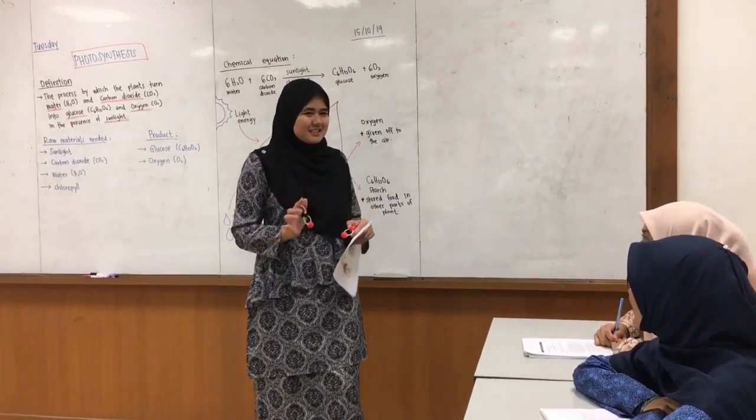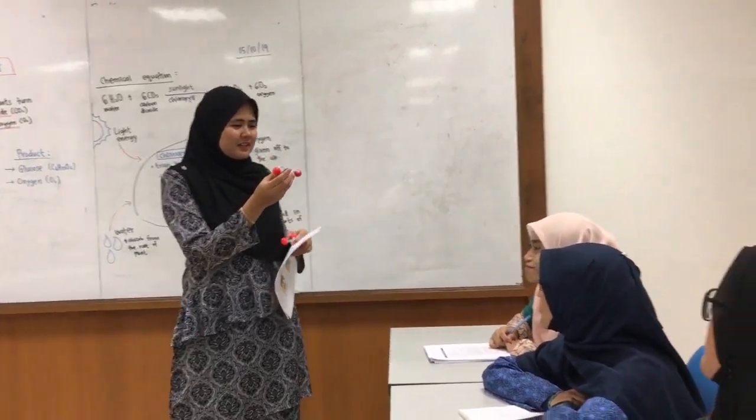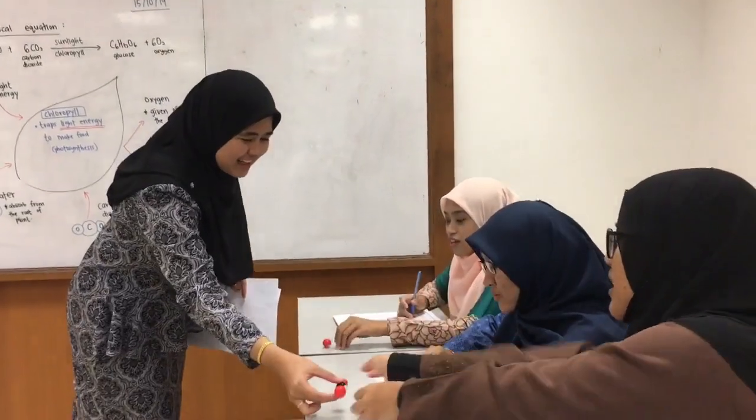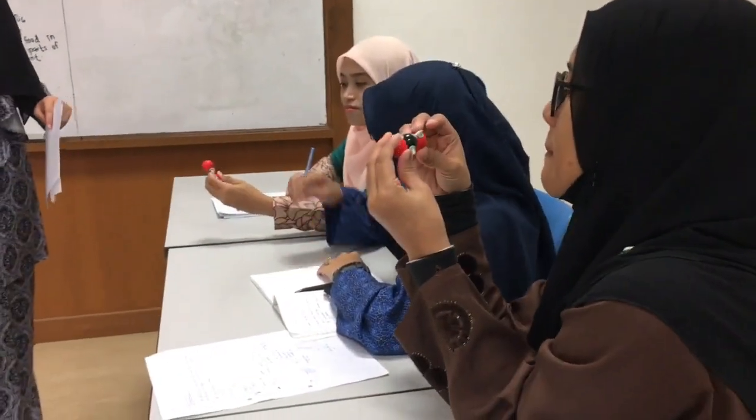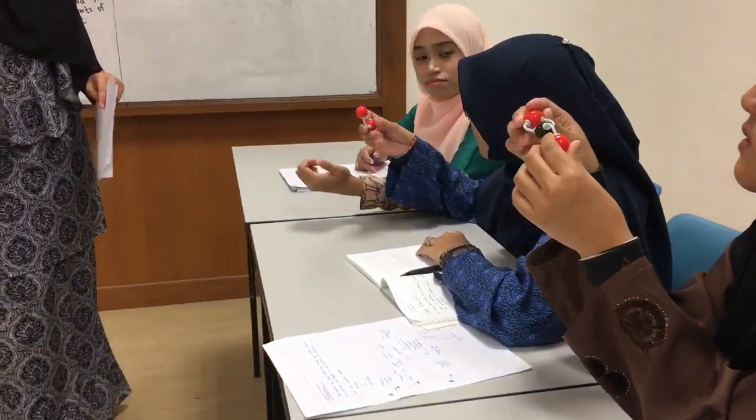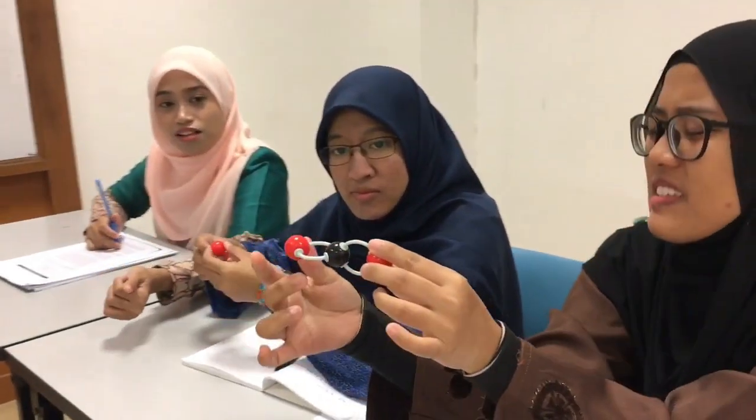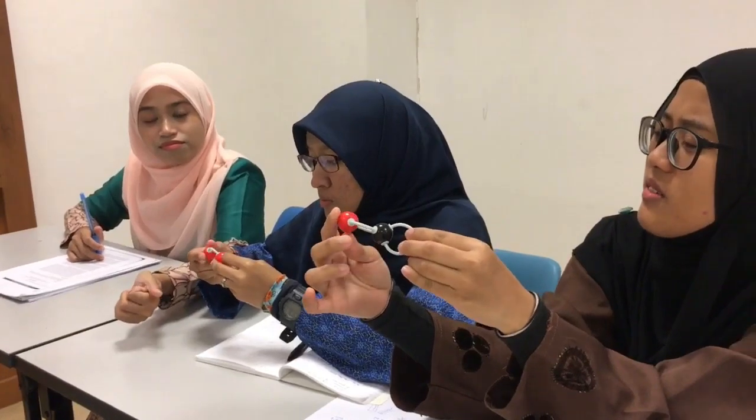Alright, first thing first, I want to ask you, do you know what this molecule is? No. You can touch it. The black one represents C atom, which is carbon. The red one represents O atom, which is oxygen. So now, can you identify what the molecule is?